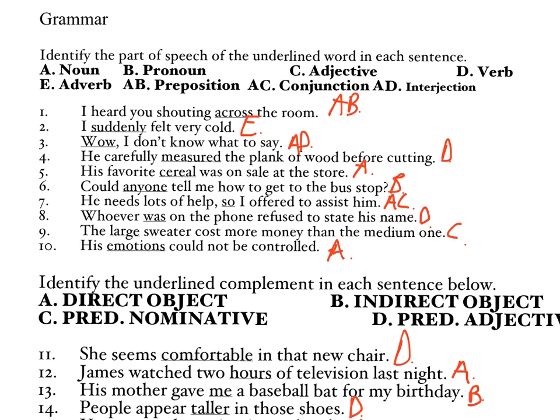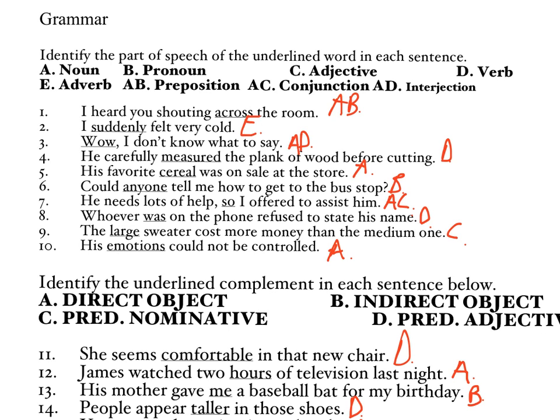He needs lots of help, so I offered to assist him. So can function a couple of different ways. When it's used here, as it is, it's a conjunction. So is used with the comma to join together independent clauses. So can also be used frequently as an adverb, as in, I was so late. How late was I? I was so late. It's modifying another adverb, modifying another modifier. So in this case, though, it's a conjunction.